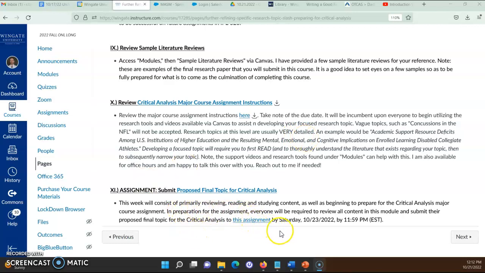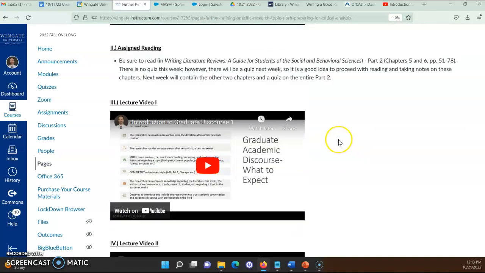So just know that that's due by Saturday. You have to submit a topic in order to submit the paper. So if you do not submit your proposed topic by this date, you will not be able to submit the paper, which means you've got a 0 on 35% of the grade. I don't want you all to be impacted by that. Make sure that you submit this. If you have any questions, let me know.